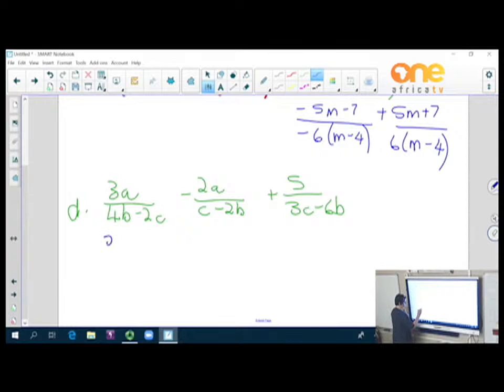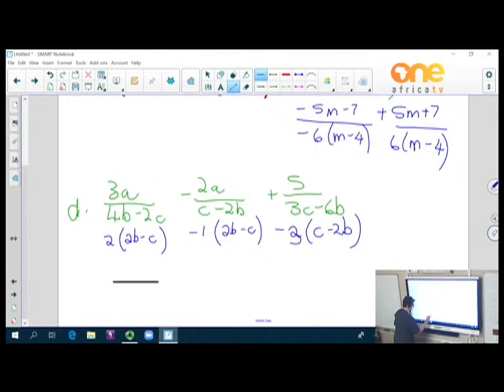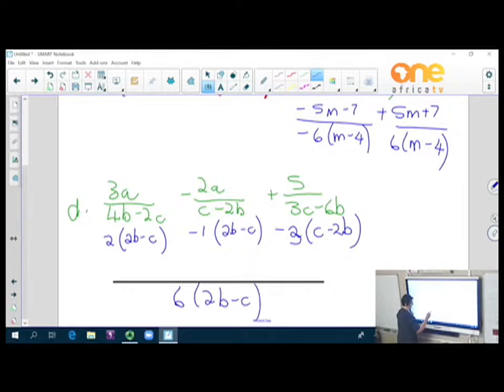So here I can take out the 2, and there's 2b minus c. Here my signs are wrong, so it will be negative 2b minus c. And here I can take out the 2 again, and a negative 2, and then it is c minus 2b. Here I take out the 3, c minus 2b. So that means that my LCM is now going to be a positive 6, and 2b minus c, and I just need one of them.